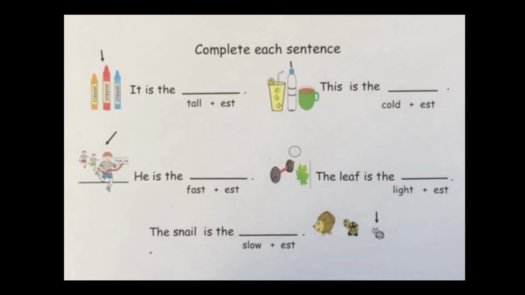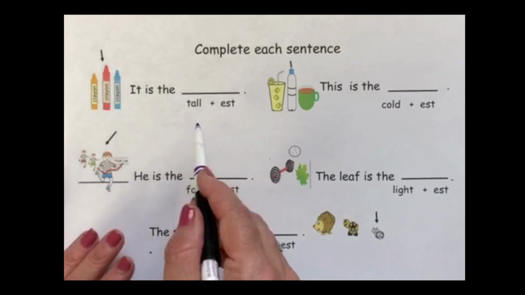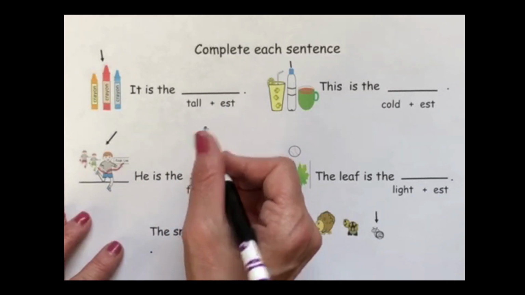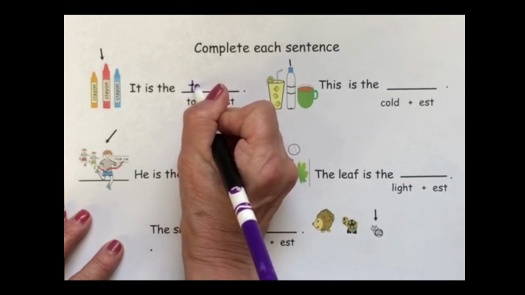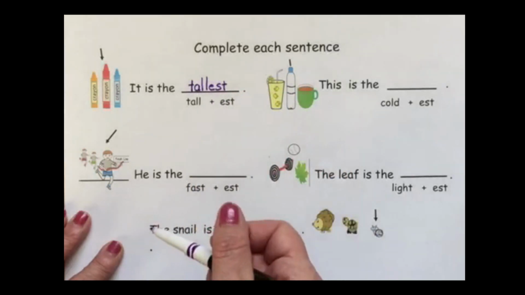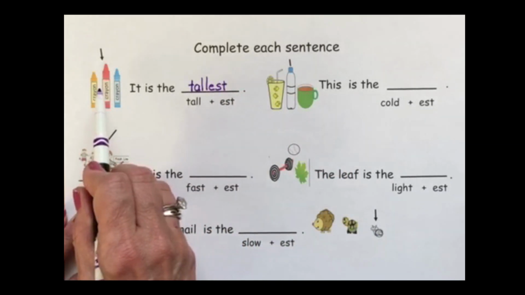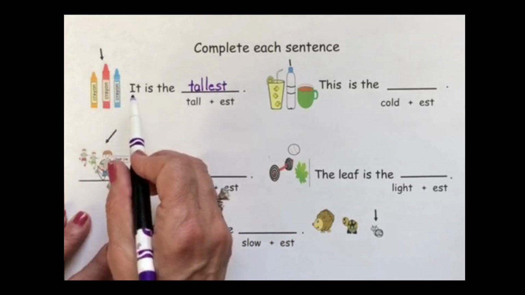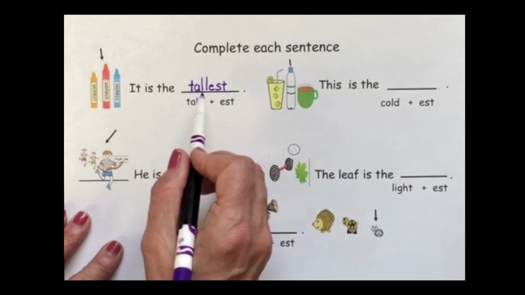Now we're going to have kids complete the paper with the suffix est, and that's comparing more than two things, people, places, or animals. And we're going to look at crayons again. And this is the root word tall, and this is the suffix est. So the word is tallest. So which crayon is the tallest? It is the tallest, the red one. So we have it is the tallest.